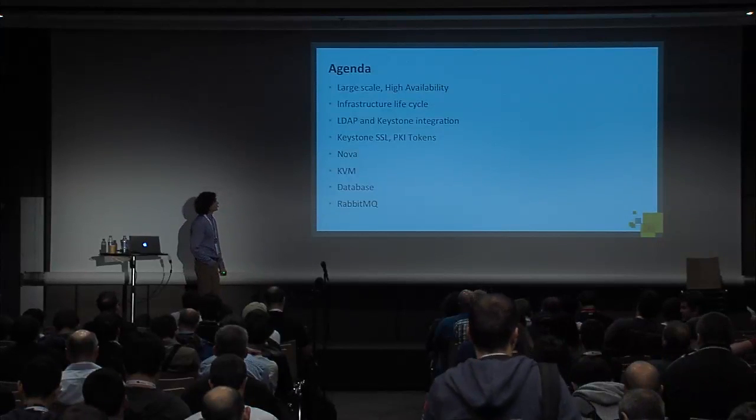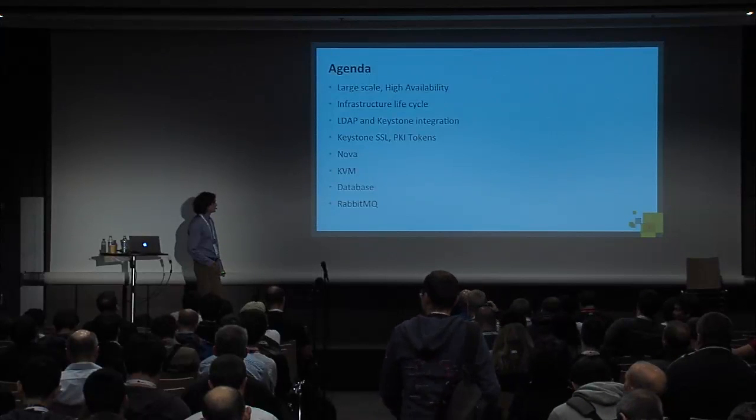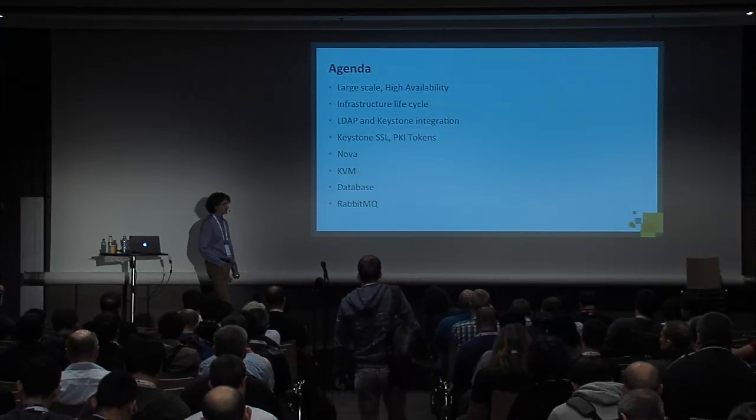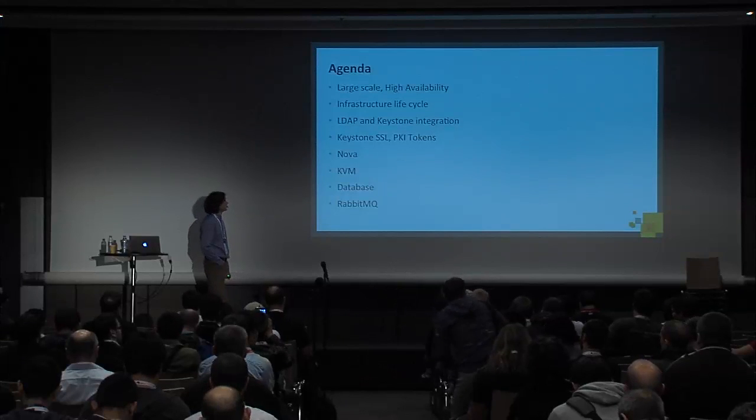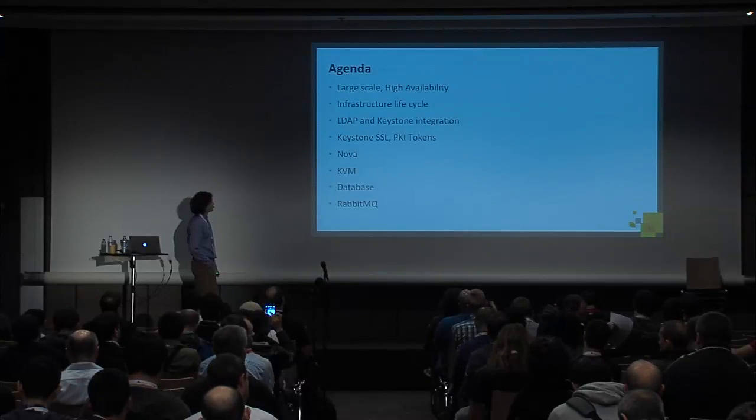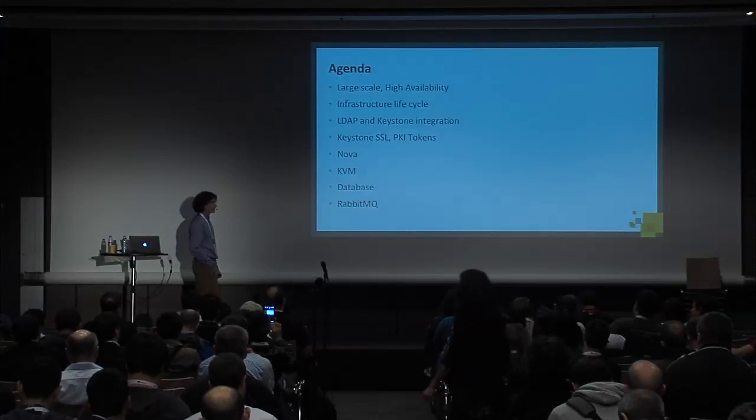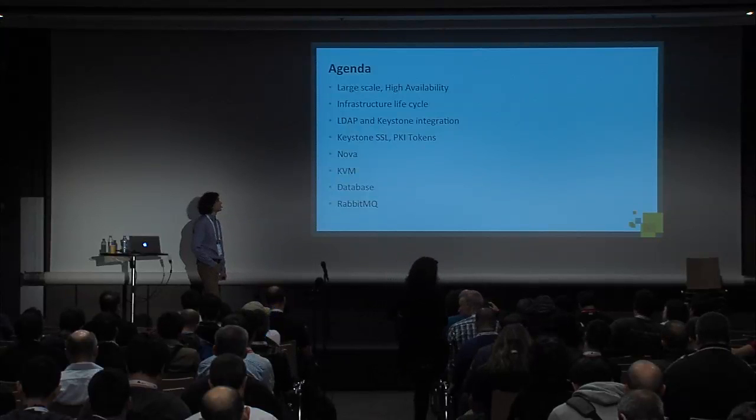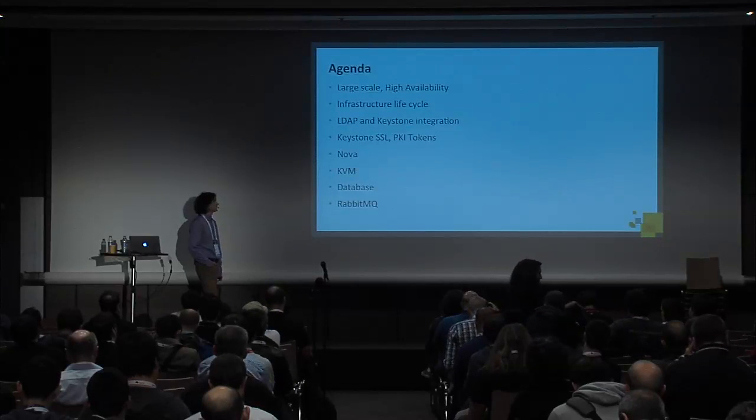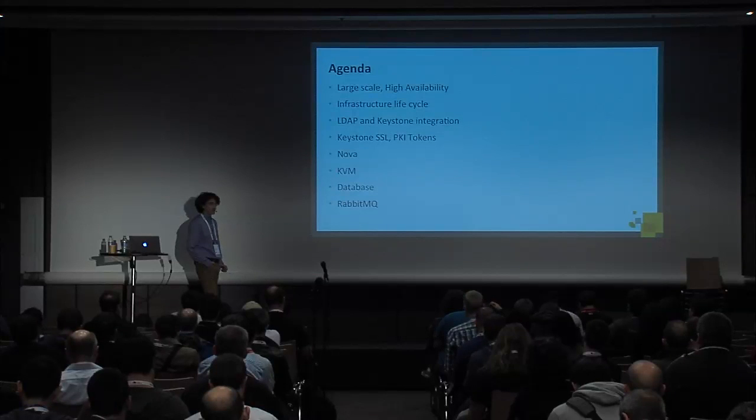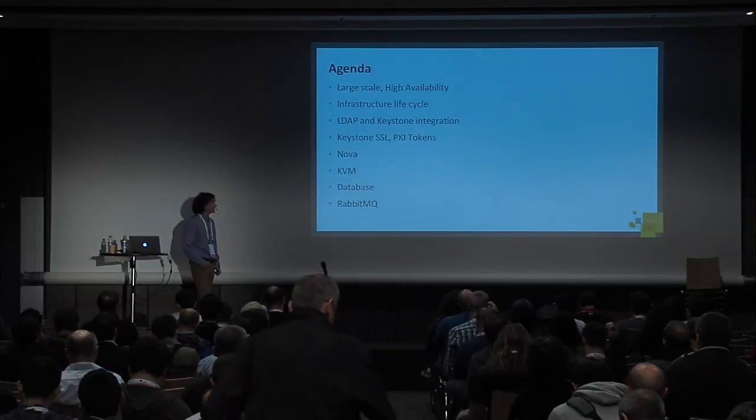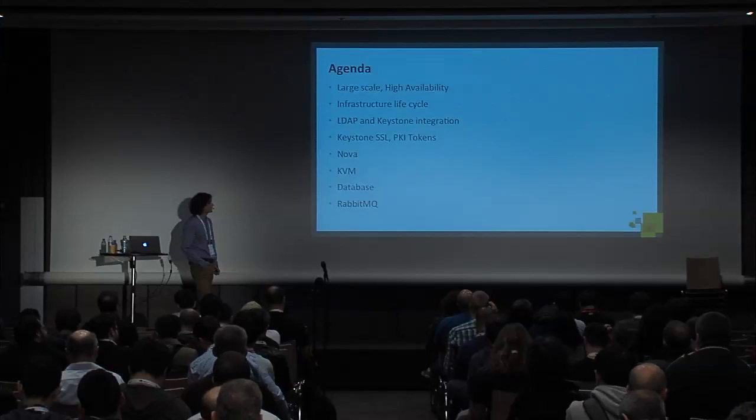This is our agenda today. We don't have time to cover all the topics we wanted to, but here are some of the topics that we're going to be covering. We're going to start with talking about what large scale means for us and what high availability means for us. We're going to talk a little bit about infrastructure lifecycle and how we deploy and provision boxes, and also about configuration management and some about orchestration.